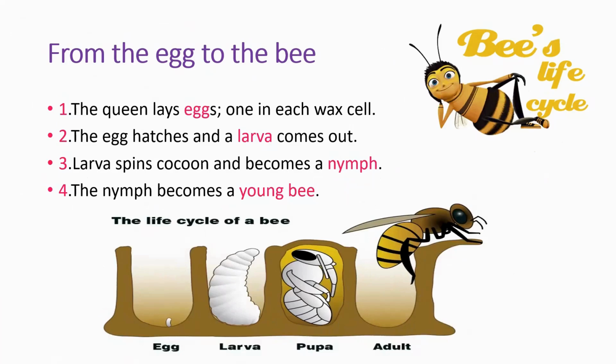The life cycle of the bees starts with an egg. From the egg to the bee, the queen lays eggs, one in each wax cell. The egg hatches and a larva comes out. The larva spins a cocoon and becomes a nymph or a pupa. The nymph becomes a young bee. So, as I said, the life cycle of the bee starts with an egg. The egg becomes larva. The larva becomes pupa. And finally, it becomes an adult bee.